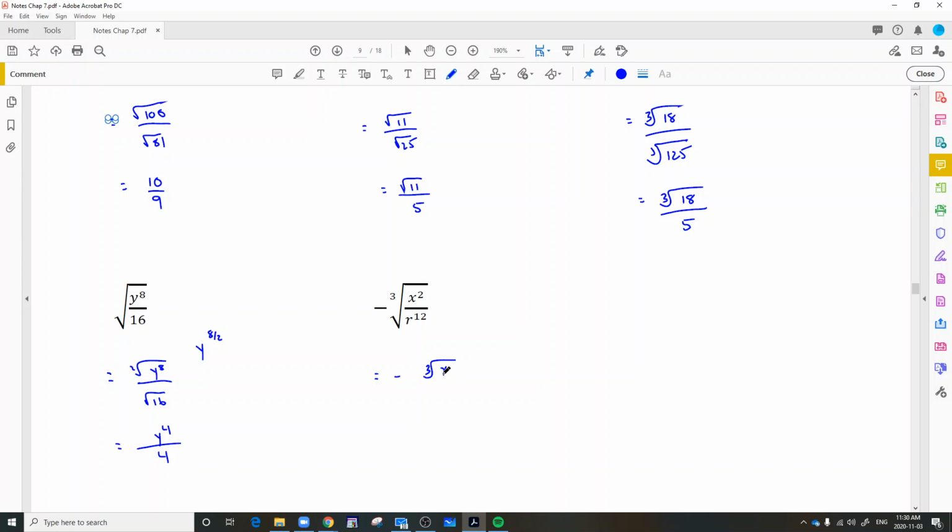We're going to do the cubed root of x squared over the cubed root of r to the 12. Okay, and if I look at the top, since the 2 isn't divisible by the 3, I'm going to just leave it as the cubed root of x squared. And on the bottom, I've got r to the 12 divided by 3, so I've got r to the exponent 4. So go and practice a few of these, and we'll come back and do the next video.